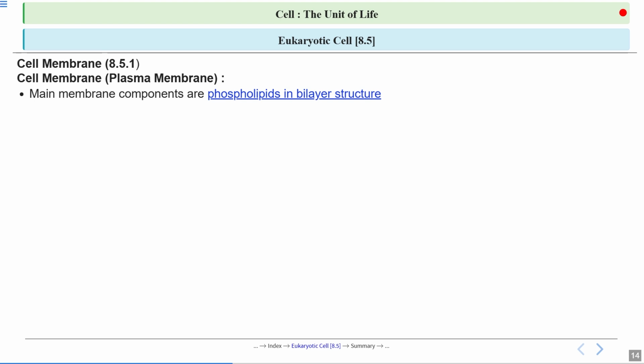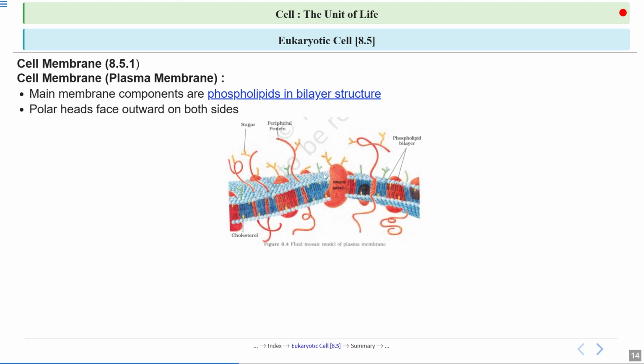Now, the main membrane components are phospholipids in a bilayer structure. This phospholipid consists of a head and a tail. The heads are polar, they are water loving. The polar heads face outwards on both sides, meaning on both the layers. Heads will be on the outer side. Here you can see these are the heads. These are present on the outer side. Tails are present on the inner side. These heads are polar, water loving. Tails are non-polar. They are water repelling, you can say.